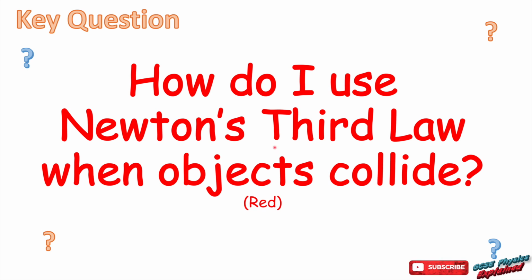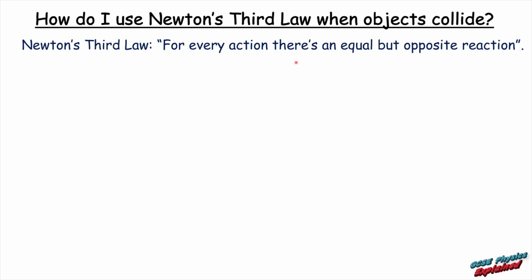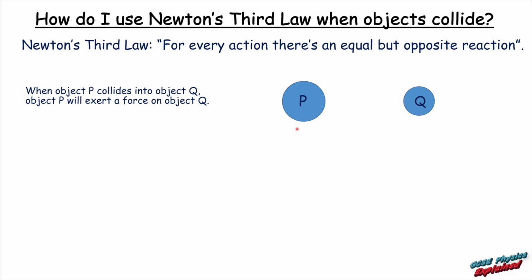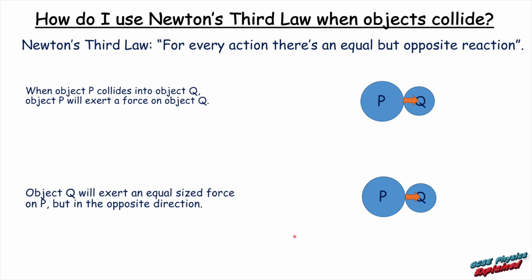How do I use Newton's third law when objects collide? So remember, Newton's third law is for every action there's an equal but opposite reaction. When object P collides into object Q, object P will exert a force on object Q. Just like that. Object Q will exert an equal sized force on P, but in the opposite direction. Just like that. And you'll get 1 mark for both of those statements.